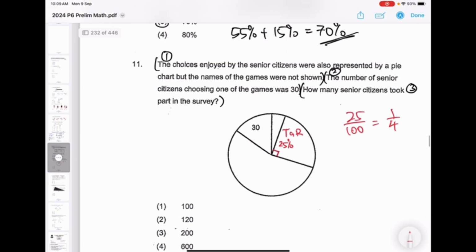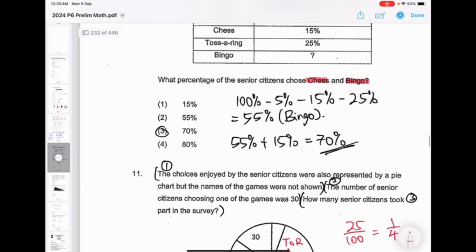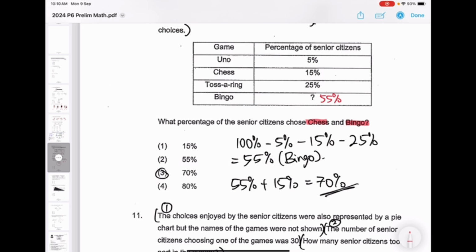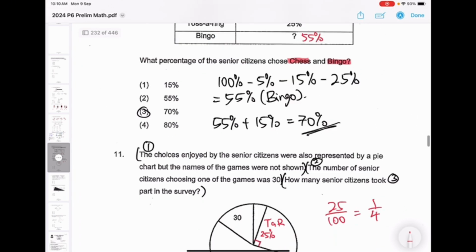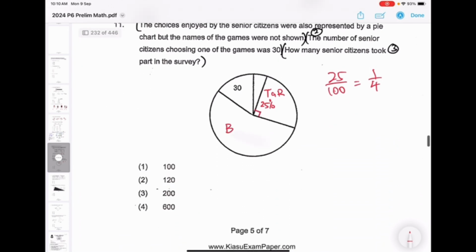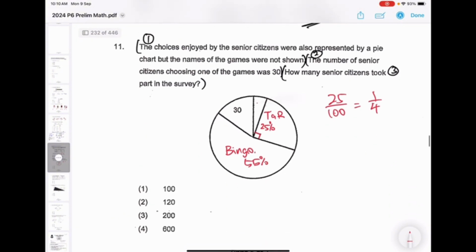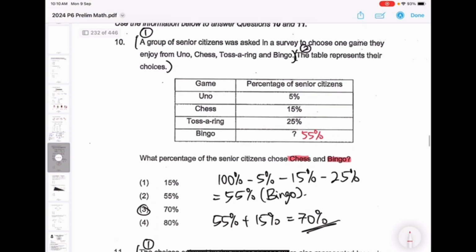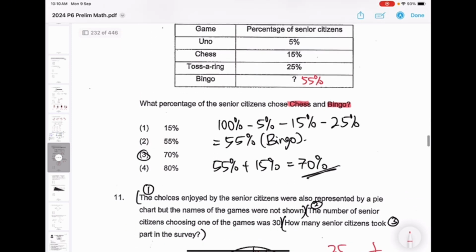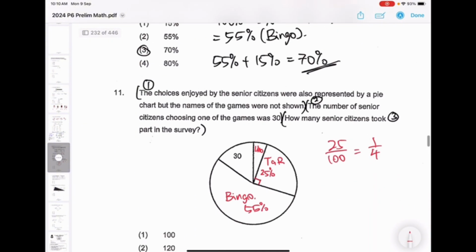Knowing that bingo is now 55% and is the biggest percentage among the games, I know immediately that bingo is the biggest one over here. Let's compare the last two. We have a smaller one and a slightly bigger one, which is our 30. The smaller one, I'm going to immediately put as Uno. Why? Because Uno has only 5% and it is the least among the games. So that being said, 30 has to be chess.